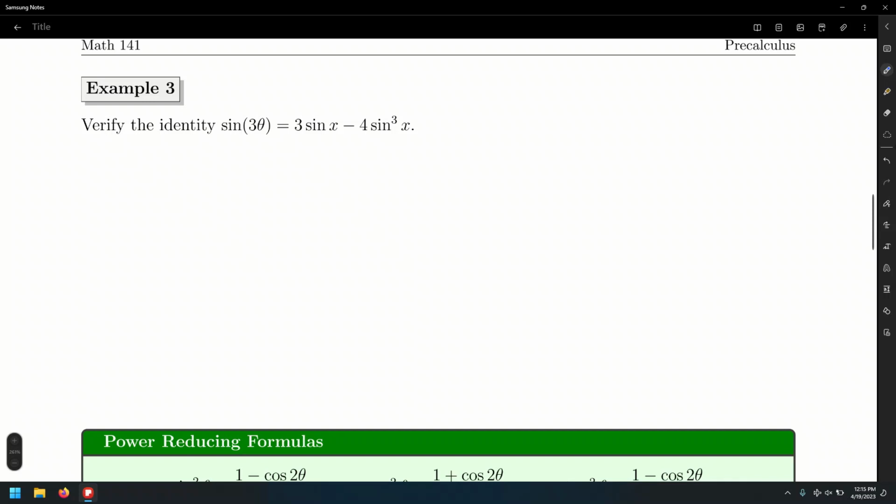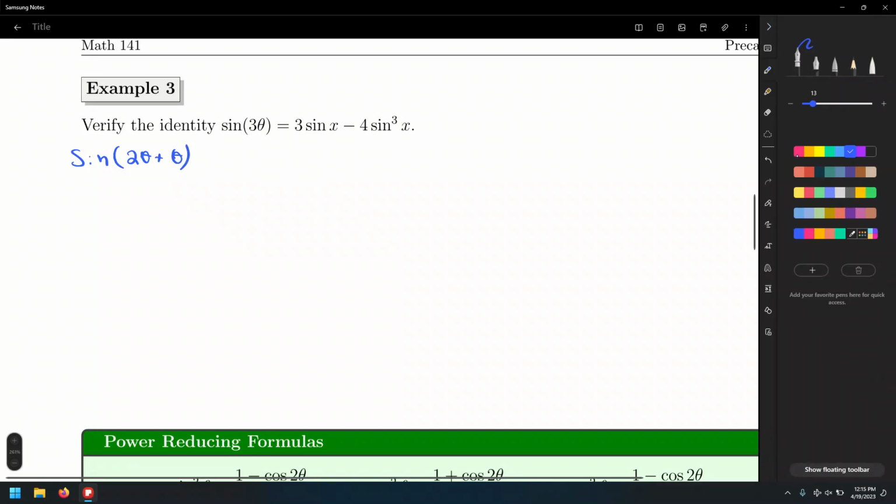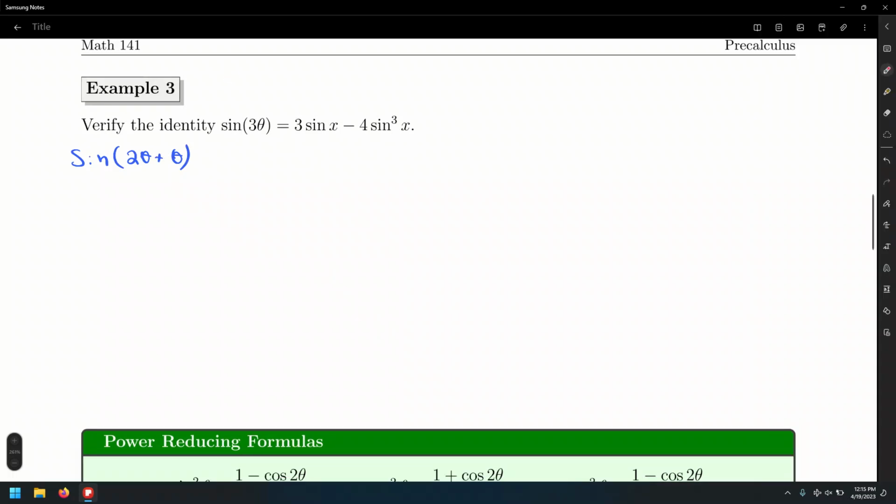All right, so we want to show that sine 3 theta is the same as 3 sine theta minus 4 sine cubed theta. All right, let's go about it. So I would like to break up this sine of 3 theta like this: sine of 2 theta plus theta. And we're going to go back to the formulas from the previous section, sine of u plus v. That's sine u cosine v plus cosine u sine v.